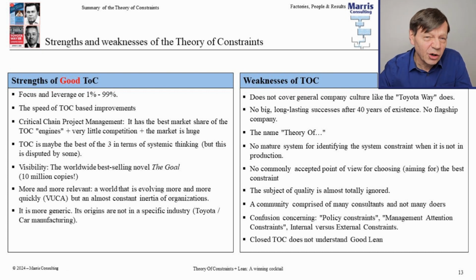This one's a nasty one: quality is basically ignored. The management of quality in the theory of constraints is a non-issue, totally ignored. Then the community has got a proportion of consultants compared to doers that's probably a little unhealthy, and I say this as a consultant, so I'm part of the problem. And there's some confusion about things such as policy constraints or management attention constraints and internal and external constraints. There's still some confusion in some areas, and I think the theory of constraints community does not understand lean properly. It's one of the reasons why there are so many issues about putting the two together.